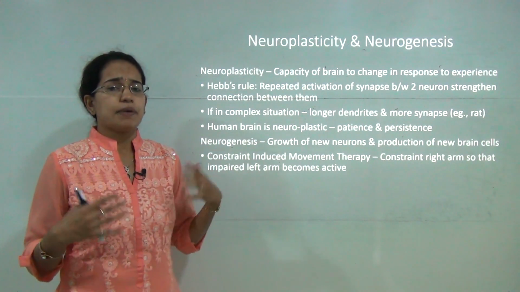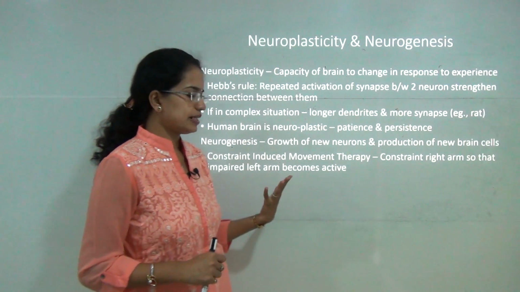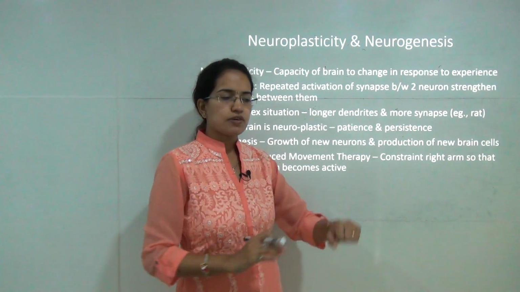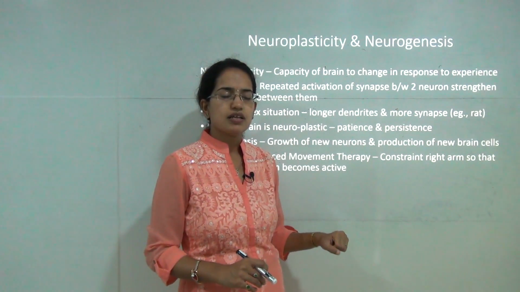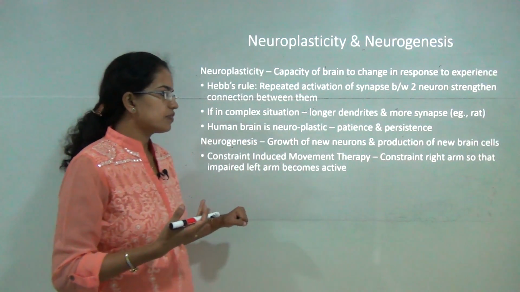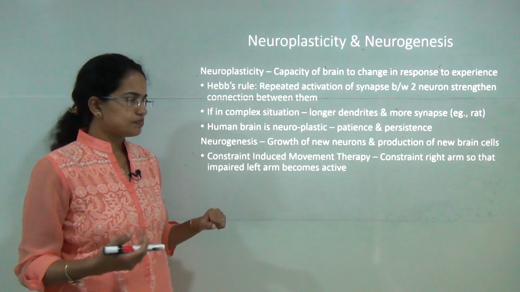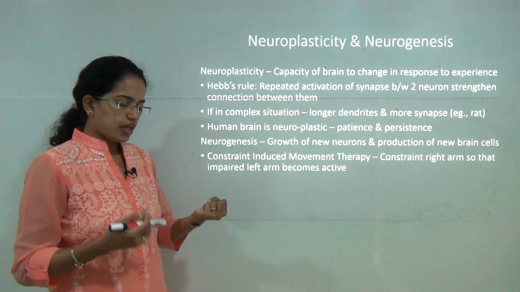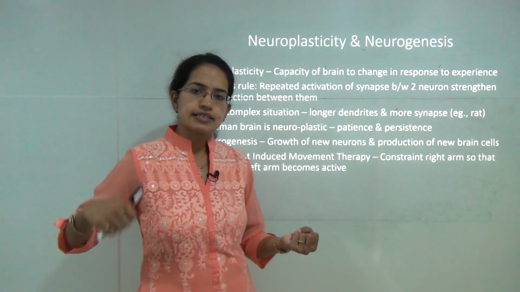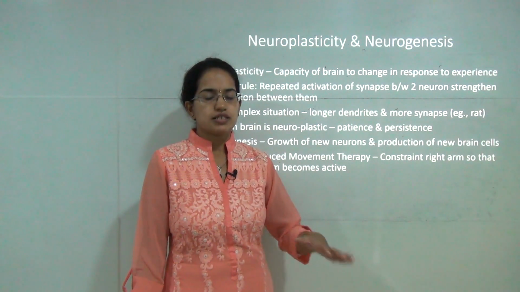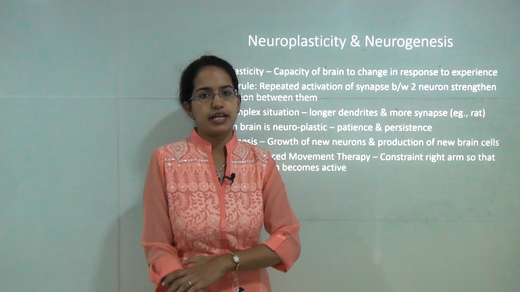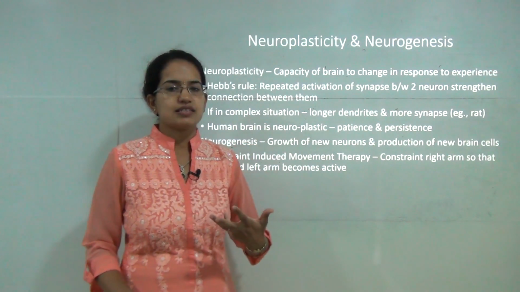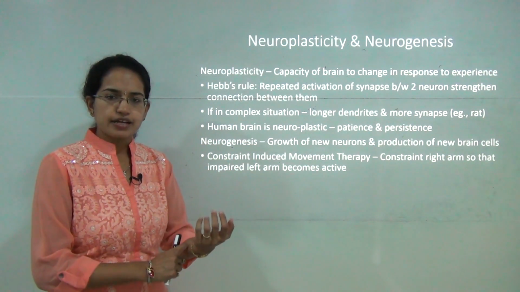Now, what was the basic idea of constraint induced movement therapy? Suppose a person has an impaired left hand. So if the left hand is impaired, what would happen? The person would have a constraint in using the left hand because of the impairment that he is facing. However, if I constrain his right hand also, since he is not able to work even with his right hand, he will try to work something out with his left hand. As a result, there would be developments seen in the left hand.